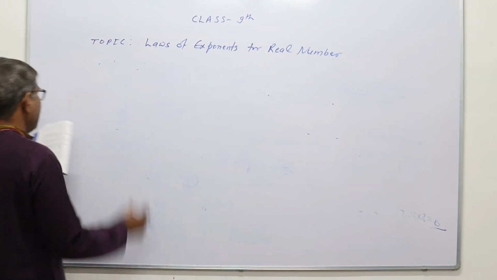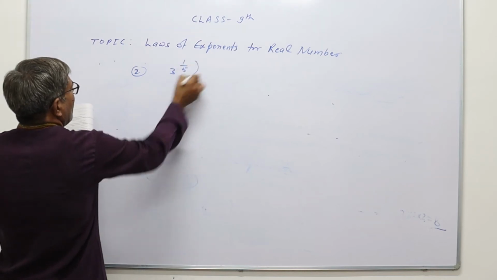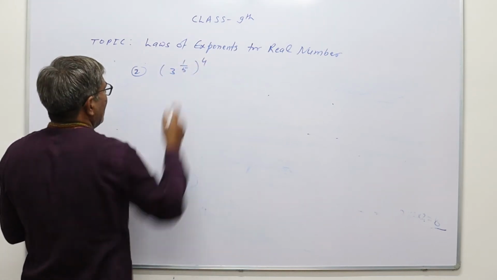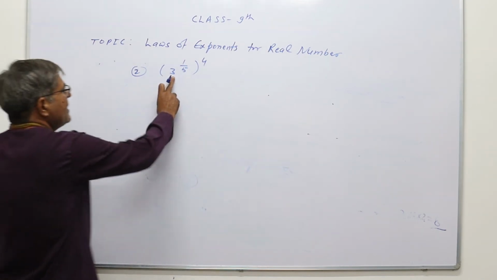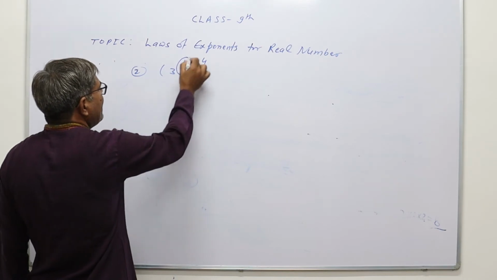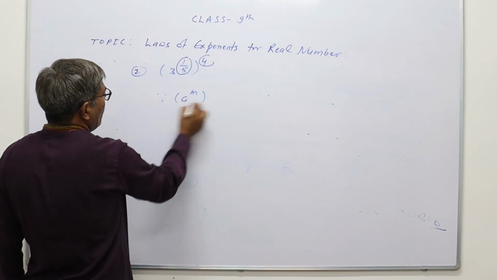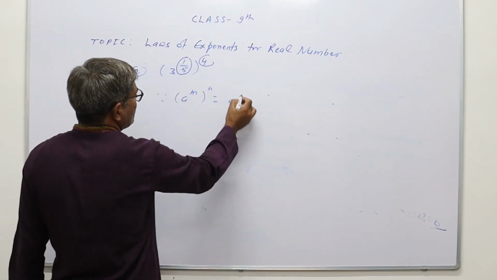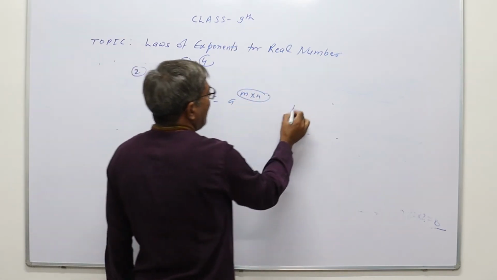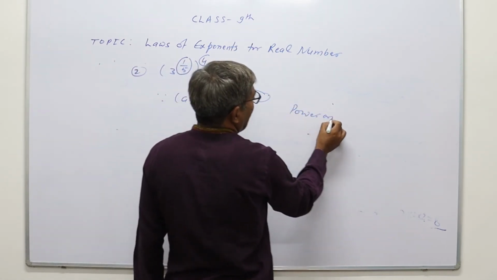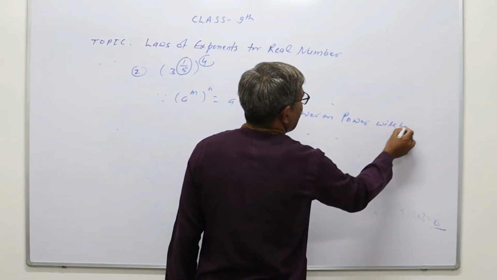Next, some more examples. Question number 2: if we have to find 3 raised to the power 1 upon 5, whole power 4, see which basic law we will use. Base is 3, first power is 1 upon 5, then whole power is 4. So we know that (a power m) whole power n will be equal to a raised to the power m into n. That is, power on power will be multiplied.